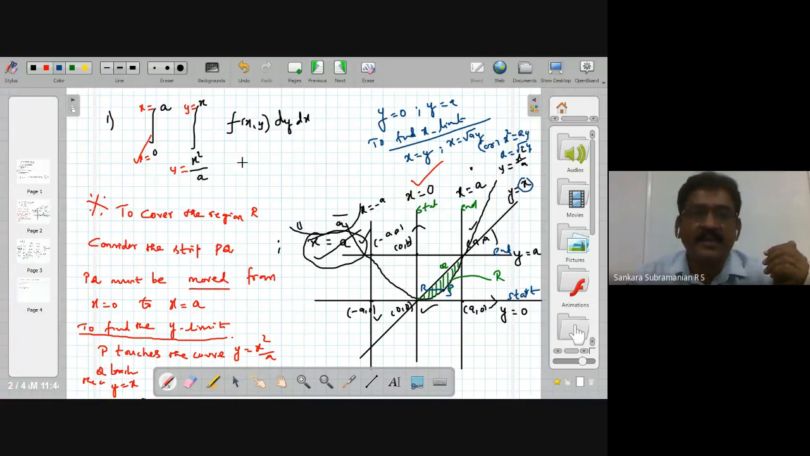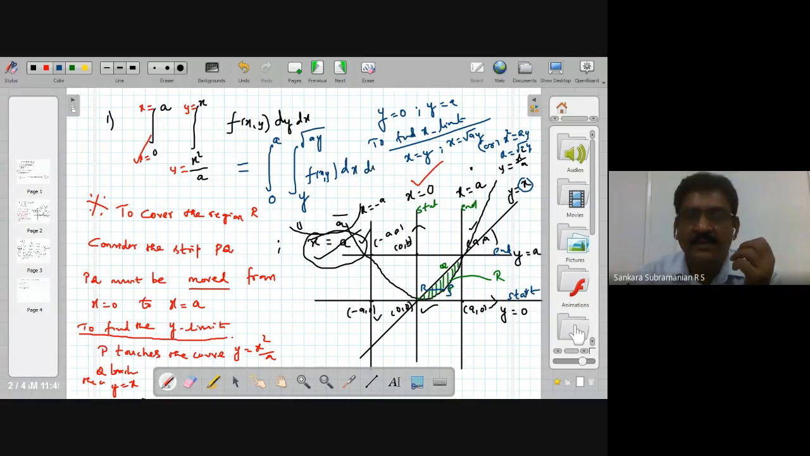அப்போ the question is, இந்த இடத்துல x has the constant limits, இங்க y has the constant limit. 0 to a integral, x limits is y to root of ay, f(x, y) dx. இந்த இடத்துல y ன்னு வரதுனால dx dy. So dy dx வந்து dx dy ன்னு மாத்தி இருக்கிறோம். இந்த இடத்துல x has the constant limits, இந்த இடத்துல y has the variable limits. This we call as change of order of integration.